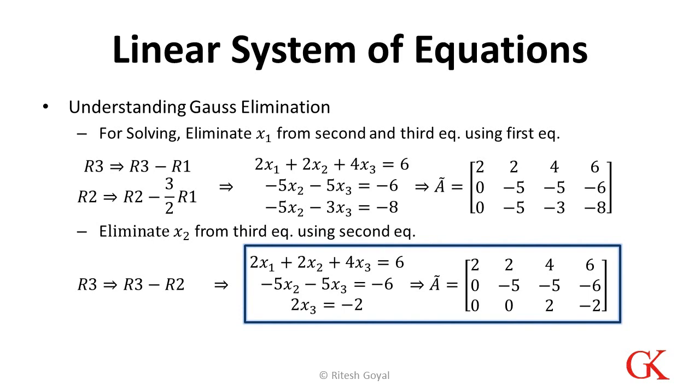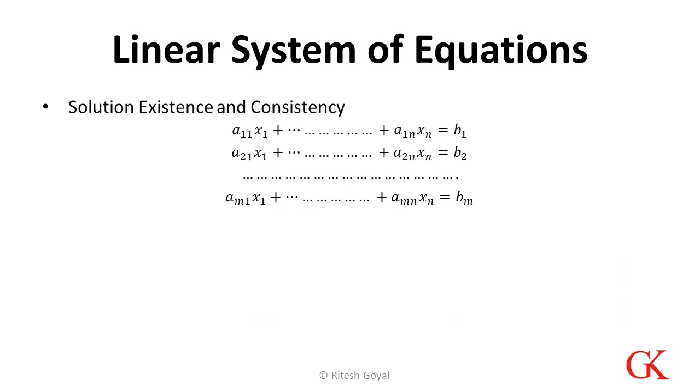But always remember, the upper triangular matrix, which is sometimes called the row equivalent form of the augmented matrix, will be discussed on the next page. Before discussing row equivalent form, let's have a quick understanding of solution existence and consistency.